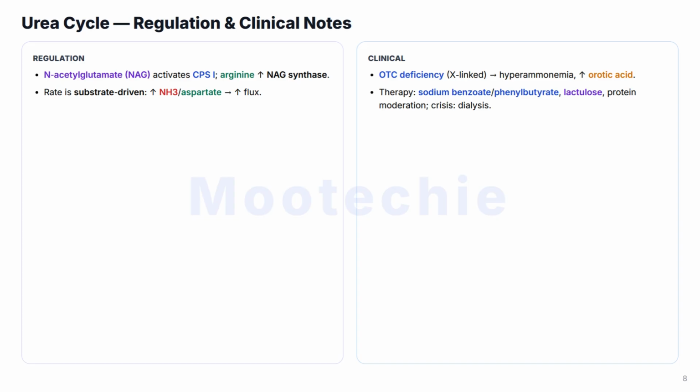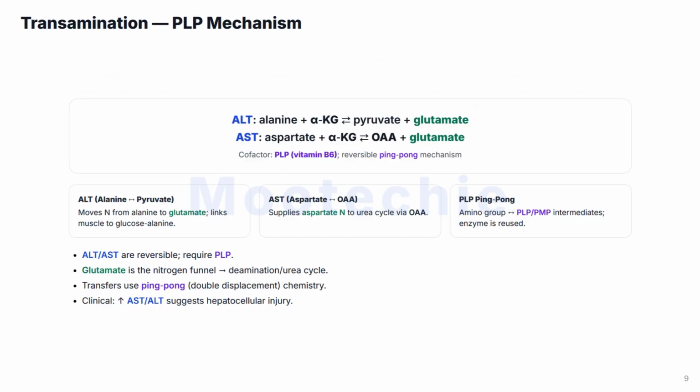Under clinical notes, a deficiency in OTC, or ornithine transcarbamylase, is an X-linked disorder that leads to hyperammonemia and an increase in orotic acid. Therapy options include sodium benzoate, sodium phenylbutyrate, lactulose, and moderating protein intake. In a crisis, dialysis may be necessary. Now, let's connect amino acid metabolism through transamination and the PLP mechanism.